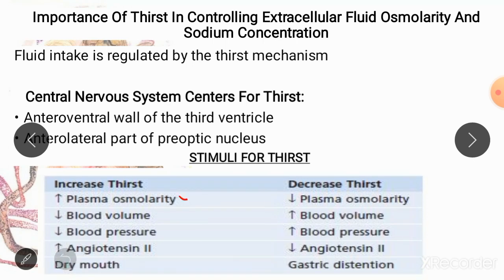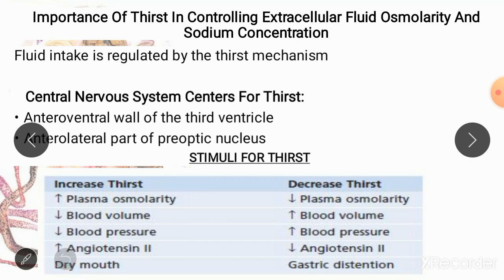Whenever the extracellular fluid osmolarity increases, or the blood volume decreases, or the blood pressure decreases, the thirst mechanism is activated. It is also activated when there is increased angiotensin II production, or when you experience dry mouth. So all of these stimuli are going to cause thirst mechanism to be activated.